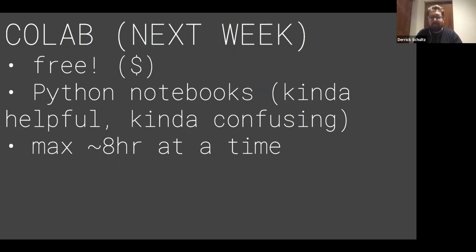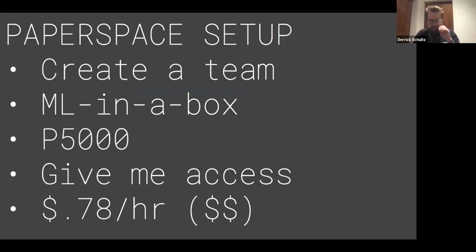The problem with Colab is that it's kind of slow. It can be a little confusing. And it shuts off after 8 hours, which means it's really hard to train on it. StyleGAN takes about 3 days to train, and you need that full time to work on stuff. So it's going to be really hard to do that in Colab. Paperspace, on the other hand, is really easy to set up. We'll probably run through this setup next week.